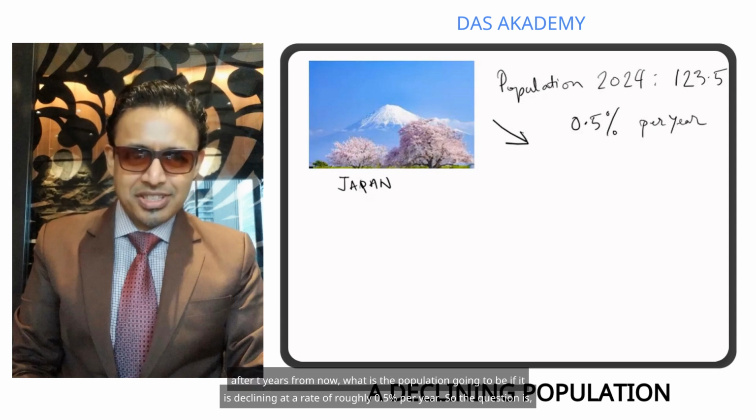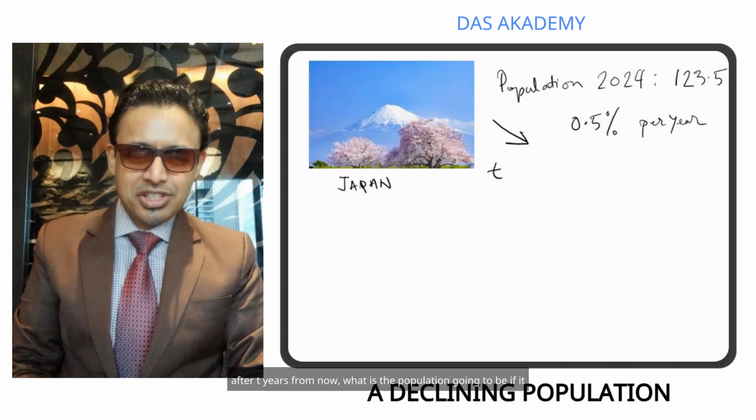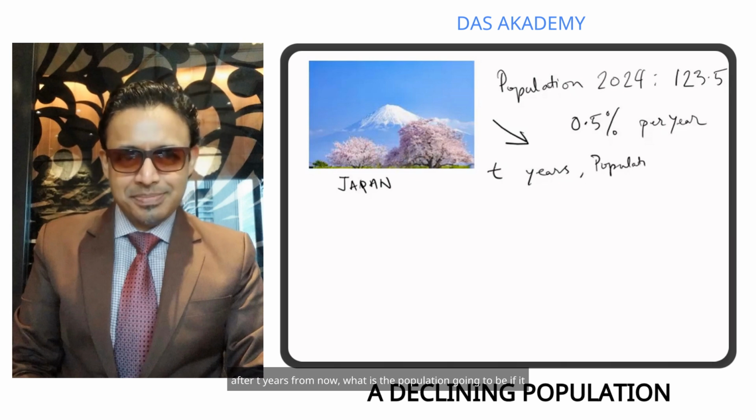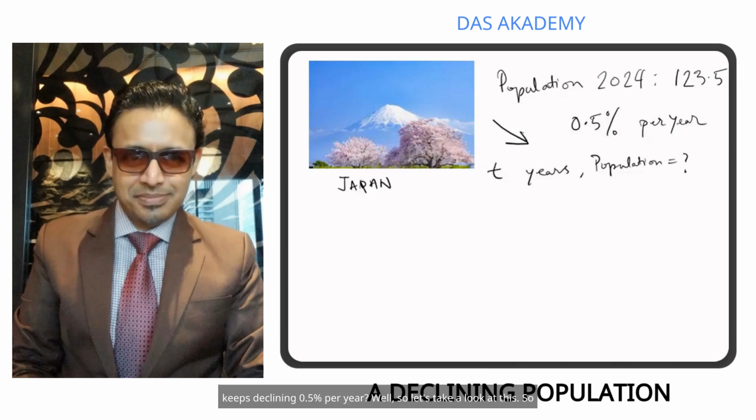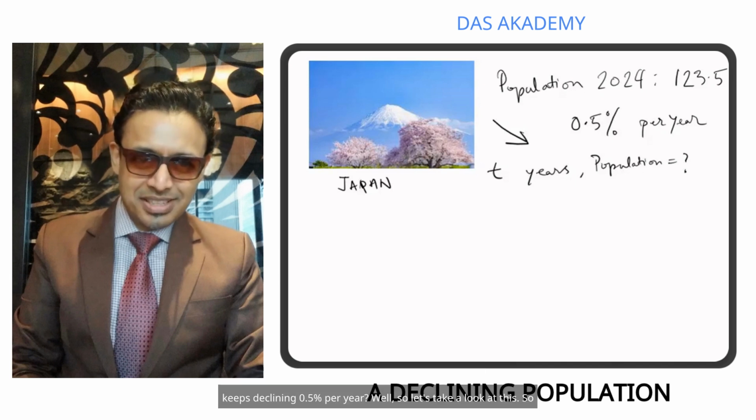So the question is, after t years from now, what is the population going to be if it keeps declining 0.5% per year? Well, so let's take a look at this.